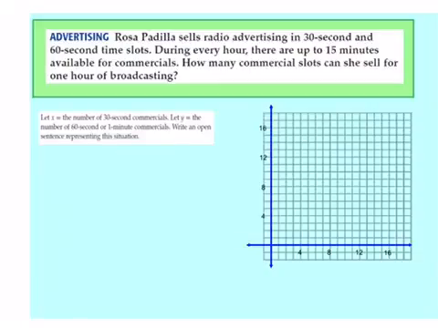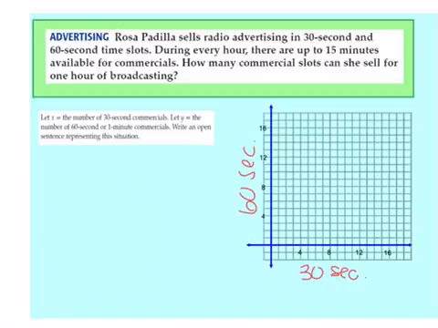Rosa sells radio advertisings in 30 seconds and 60-second time slots. During every hour, there are up to 15 minutes available for commercials. How many commercial slots can she sell for 1 hour of broadcasting? It says to let X equal the number of 30-second commercials and Y the number of 60-second or 1-minute commercials. So my X is my 30-second, and my Y is my 60 seconds.